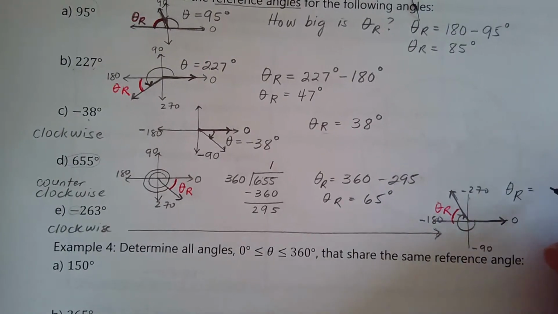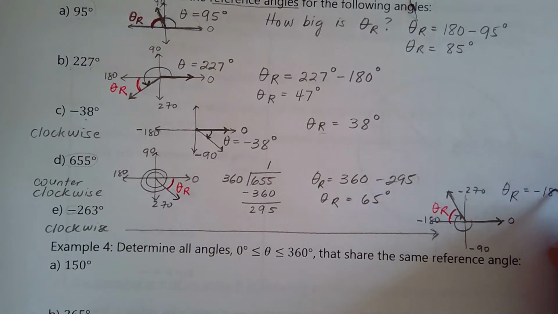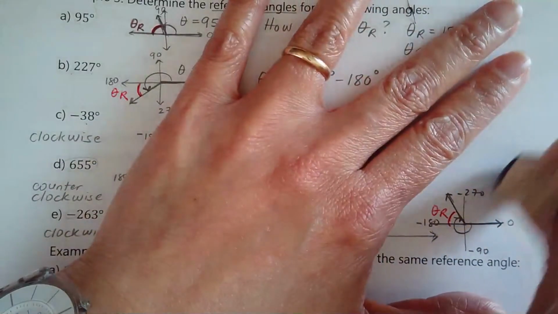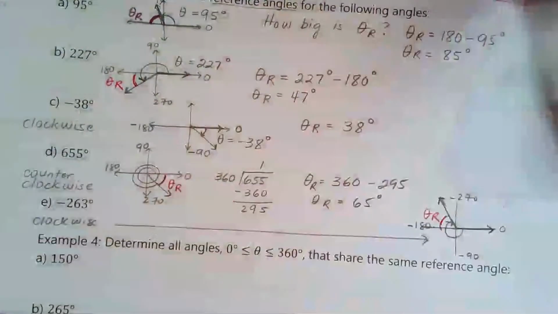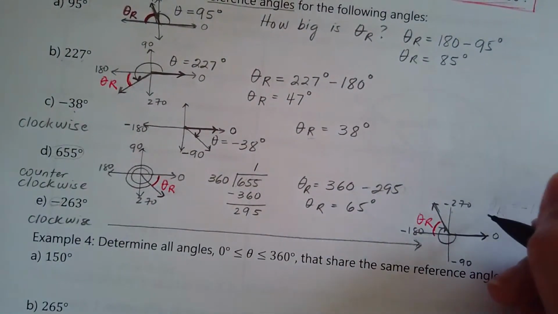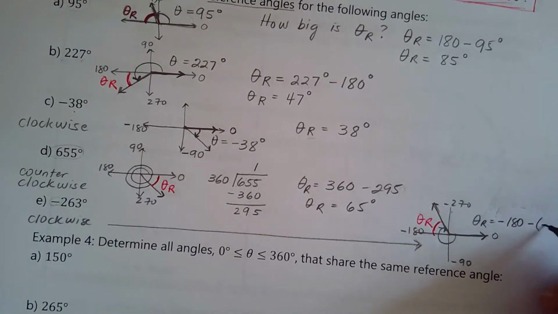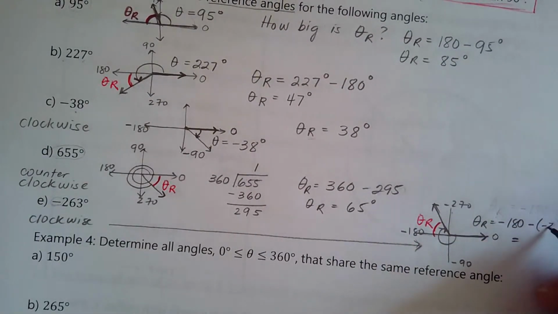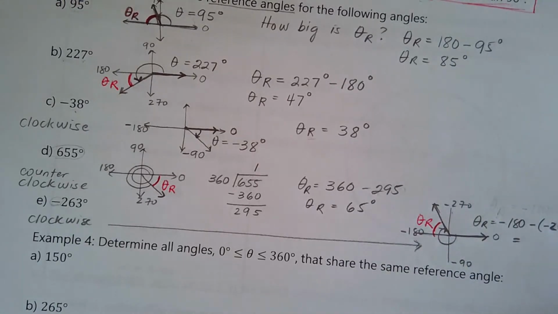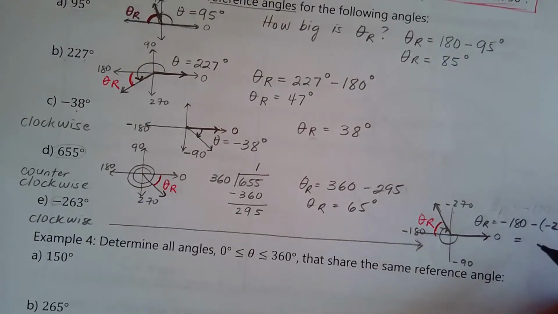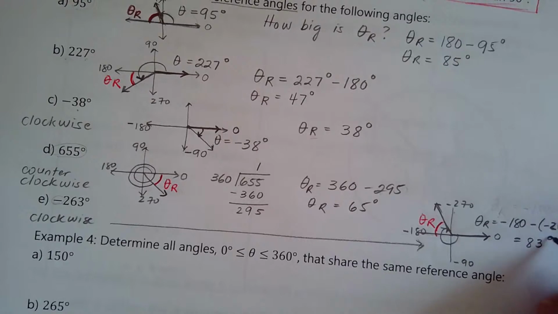It's going to give us negative 180 minus negative 263. So theta r, right, the smaller angle, negative 180 minus negative 263 is equal to... Not paying attention in here. So that's going to give us 83 degrees, positive 83 degrees.